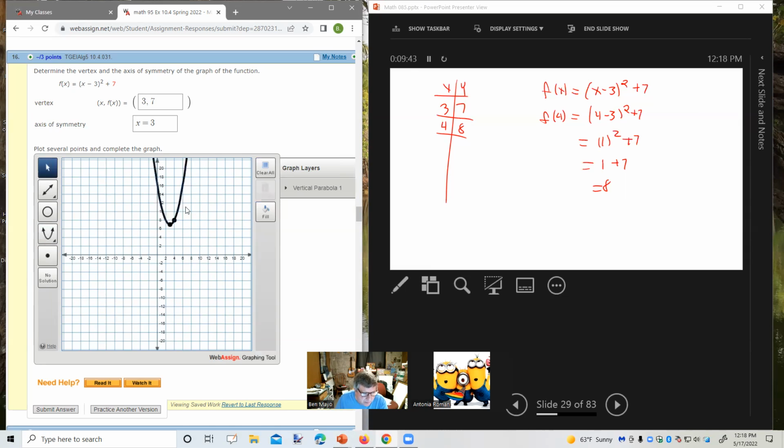And there's my parabola. So again, in WebAssign, you click on this, you click on the vertex and a second point, and then it will give you the graph of the parabola, okay? Any questions there? No.